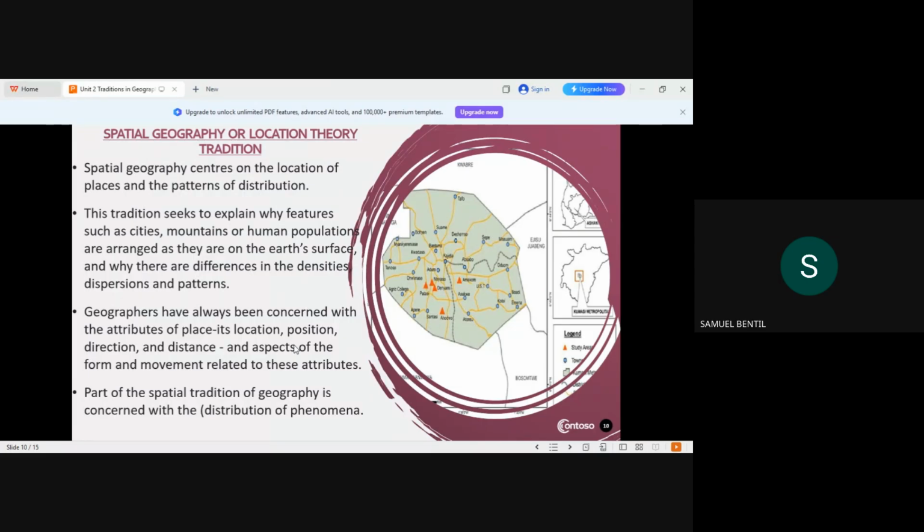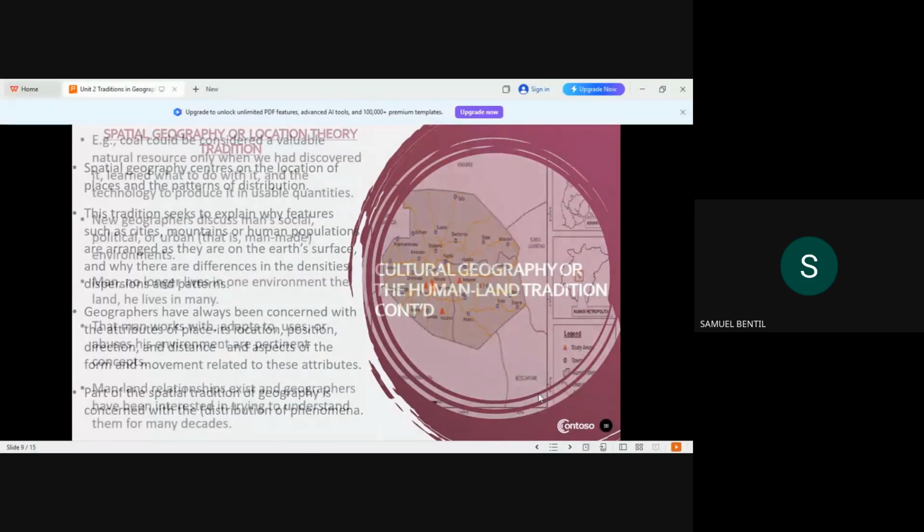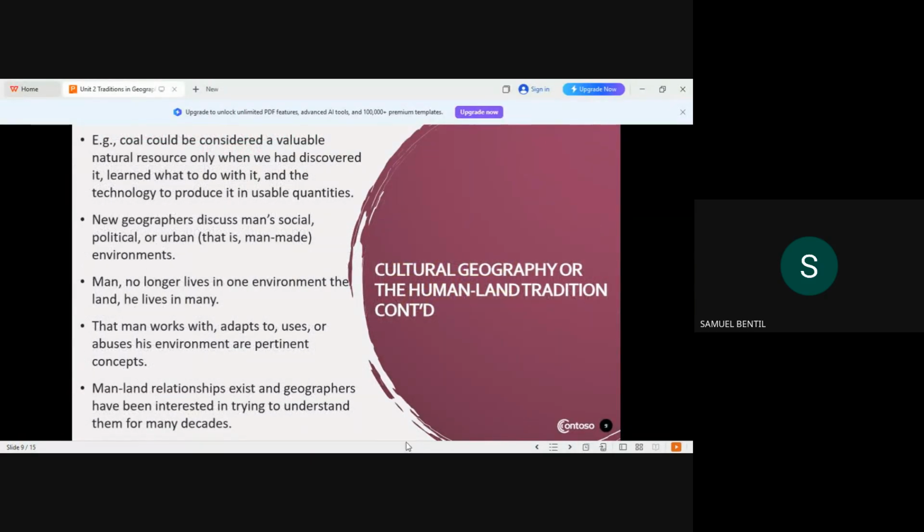Spatial. And don't forget that there's a criticism that they said that the regional geography or area studies tradition is more of arts than that of the spatial geography. Okay. So what do you have to say about the spatial geography or locational theory tradition? Yes, let's hear you.